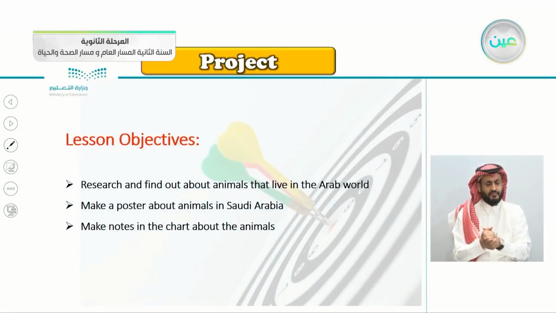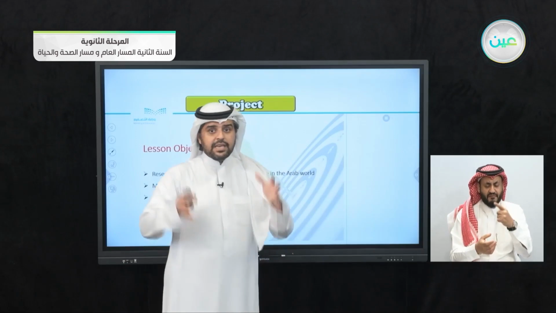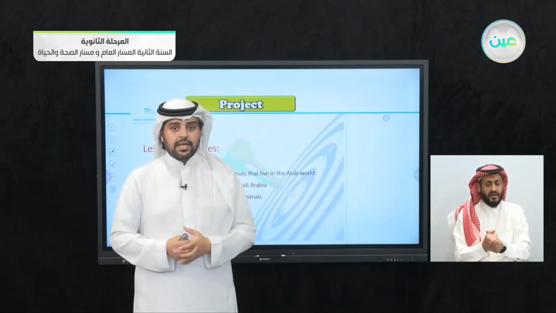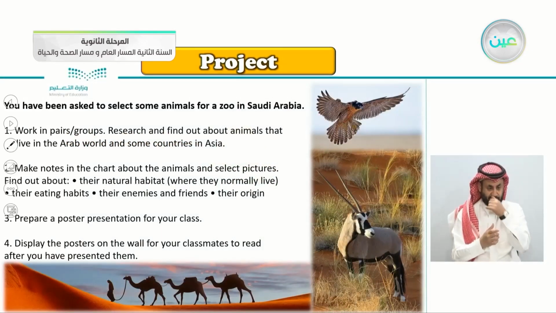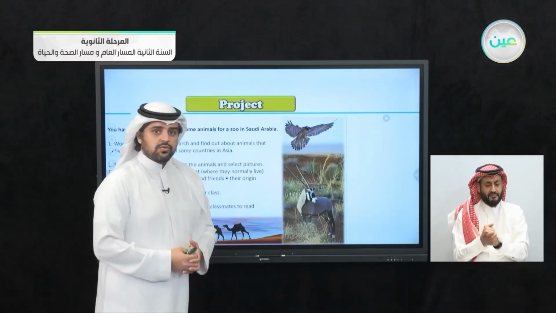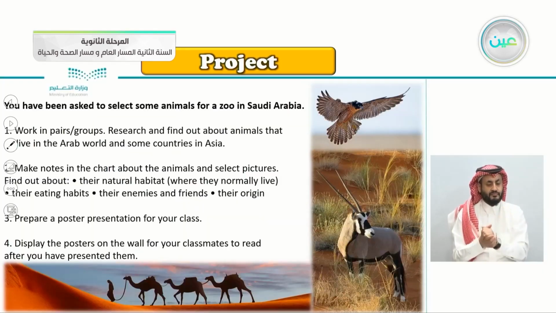So these are today's objectives for the project. Research and find out about animals that live in the Arab world. This is really interesting. Make a poster about animals in Saudi Arabia. Make notes in the chart about the animals. You have been asked to select some animals for a zoo in Saudi Arabia. So if a zoo asked you to collect some animals, which would you choose?